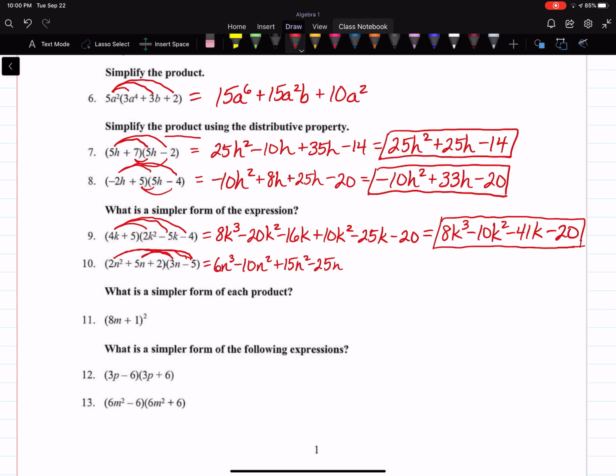And then last but not least the 2. 2 times 3n is 6n. 2 times negative 5 is negative 10. So add your like terms. 6n cubed, negative 10n squared plus 15n squared is positive 5n squared. Negative 25n plus 6n is negative 19n. And minus 10 is our last.